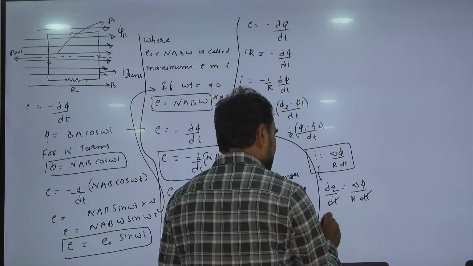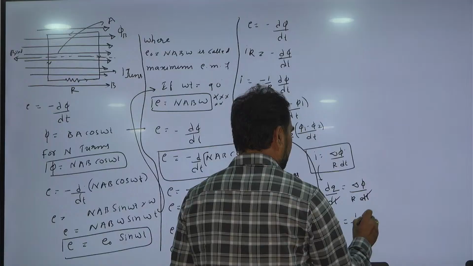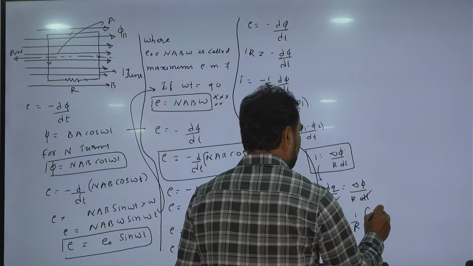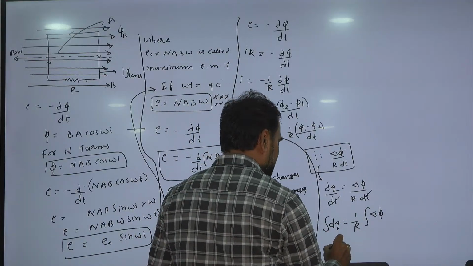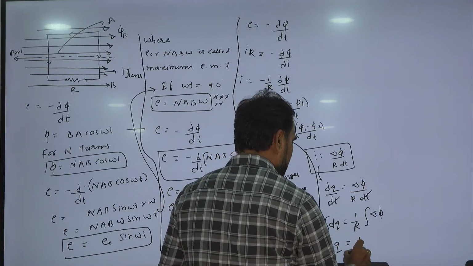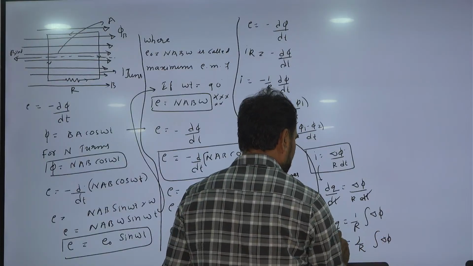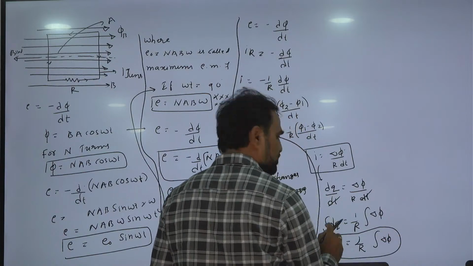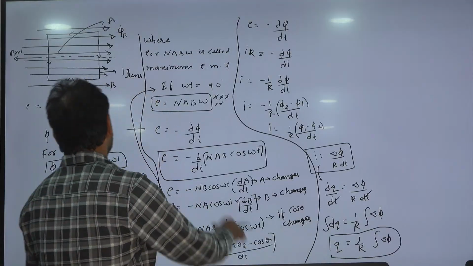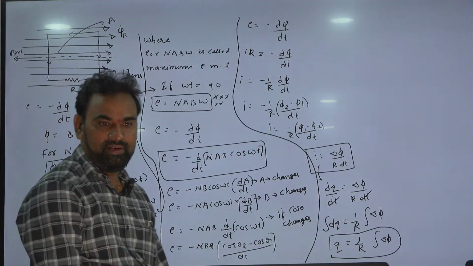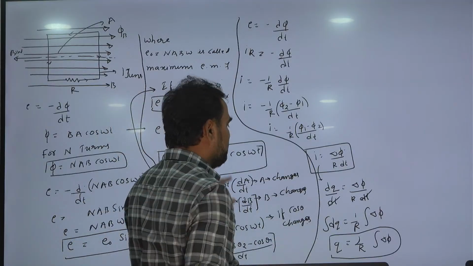Therefore, you can do integration. Integration of dq is equal to 1 by R into integration of delta phi. Okay. So from this, integration of dq means total charge q is equal to 1 by R into delta phi. This much induced charge flows across this coil.